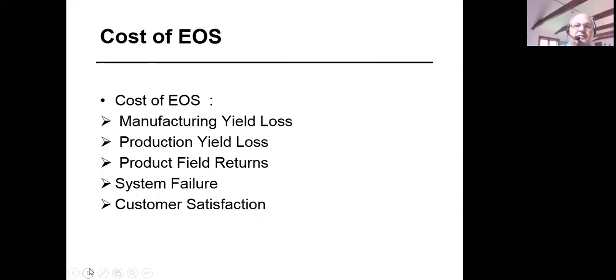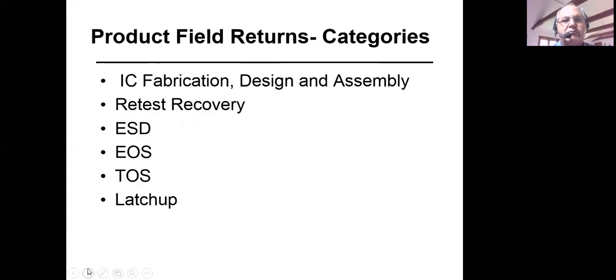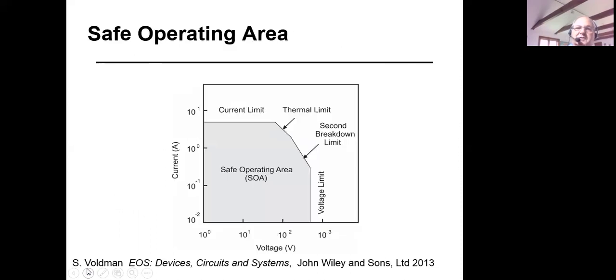What is the cost of electrical overstress? Manufacturing yield loss, production, field returns, system failures, and customer satisfaction. Electrical overstress that occurs in products can impact any kind of electronic equipment or systems, from airplanes to automobiles. Product field returns also impact the yield of an application. There's retest recovery, and there's thermal overstress as well as latchup.